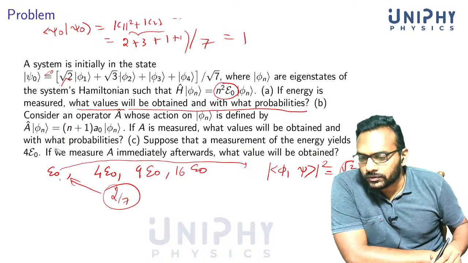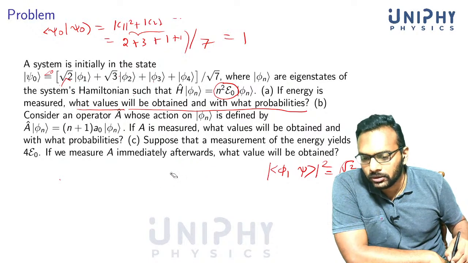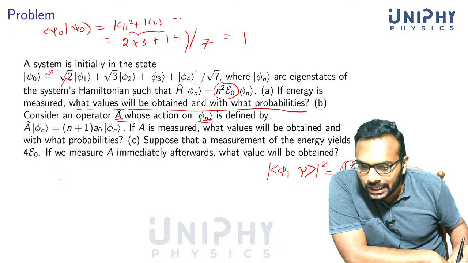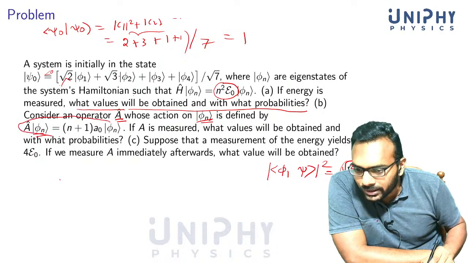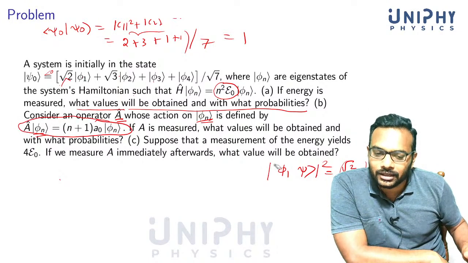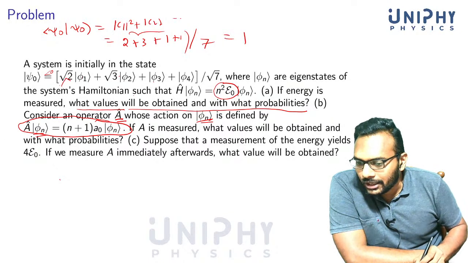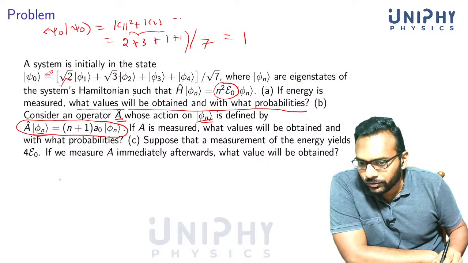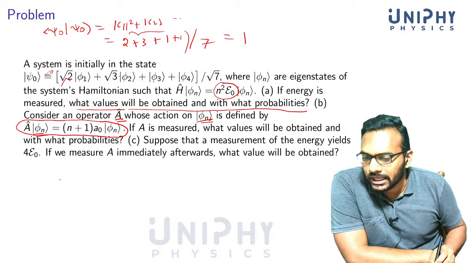What's the second part of the question? There's another observable now, another operator A cap. Consider an operator A cap whose action on phi n is defined as follows. We see that these phi n are also eigenvectors of the operator A, but the eigenvalues are different. A phi n is equal to n plus 1 A0 phi n. So phi 1, phi 2, phi 3, phi 4 are eigenvectors of this operator too, and the eigenvalue equation is A phi n equals n plus 1 A0 phi n.